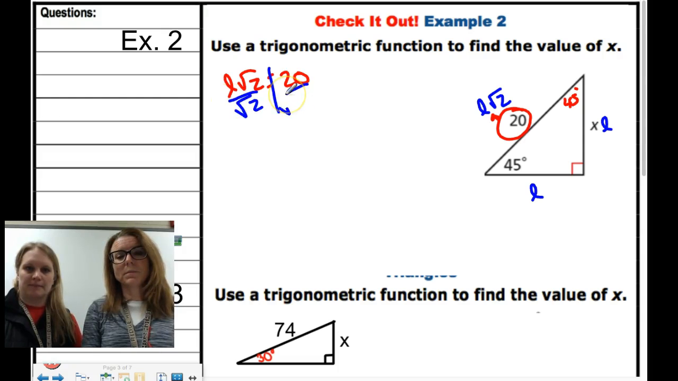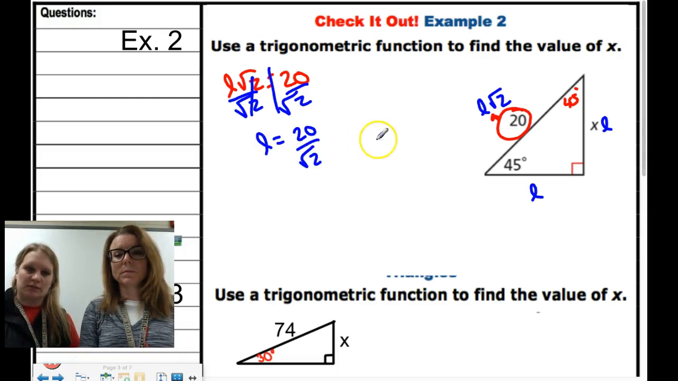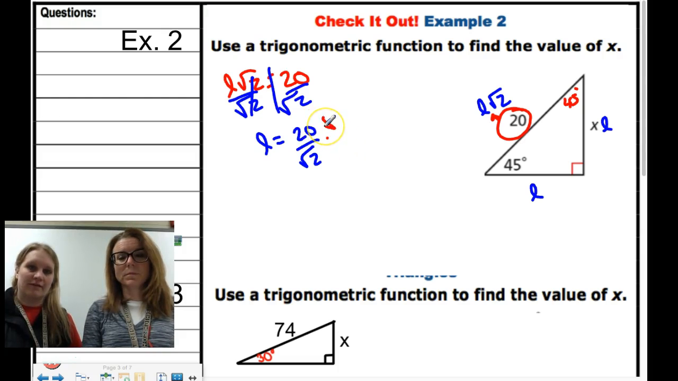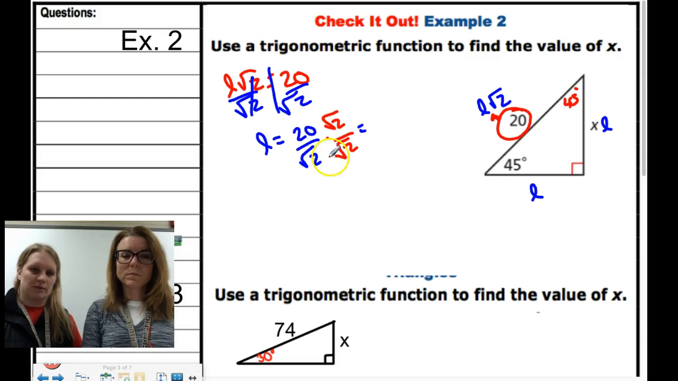We do not like roots in our denominator. So right now we have L equals 20 over √2. Remember, to get rid of the root, we multiply by √2 over √2. Whatever's in the denominator, you multiply that. Exactly. So do you want me to do it all the way out, or just know that those cancel and give us 2? It's up to you.